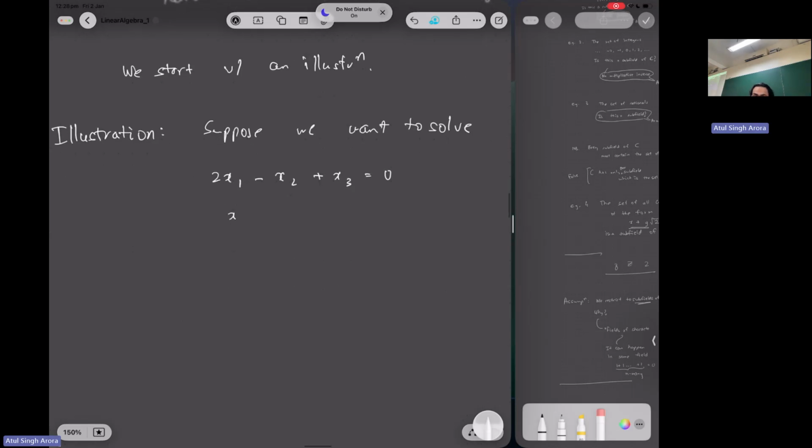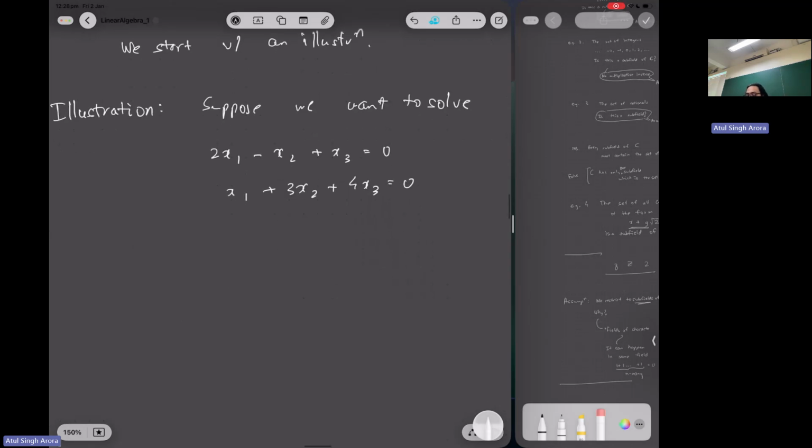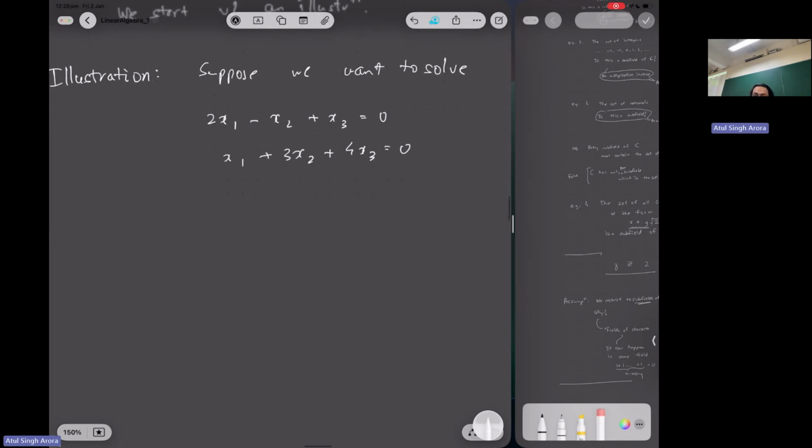Okay, so suppose you're given this, right? And then x1 plus 3x2 plus 4x3 is 0. So this is the system of equations, homogeneous, just by definition, right? The right-hand side is 0. Okay, good. So this is what we're trying to solve.